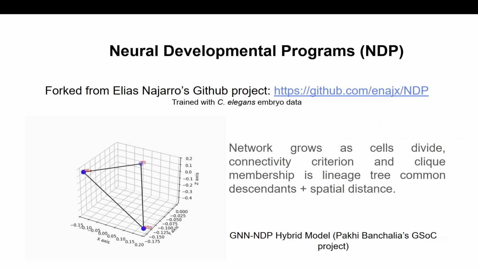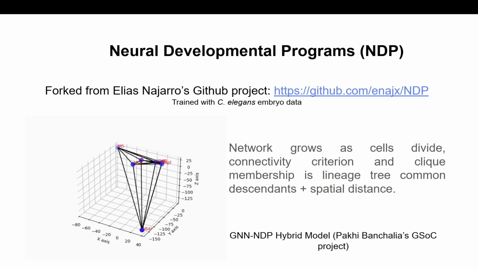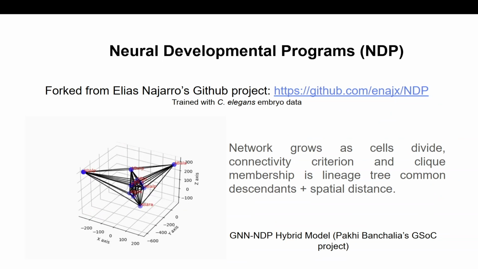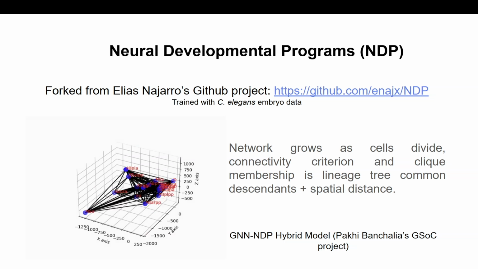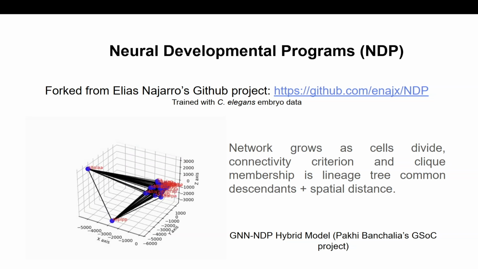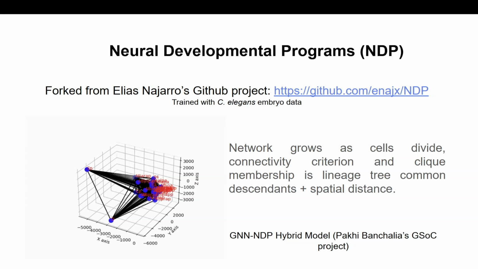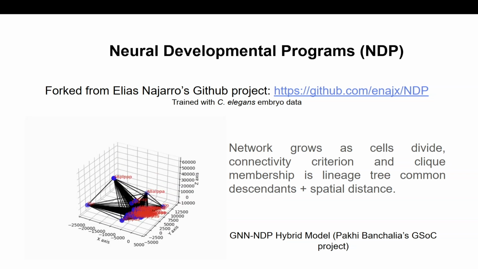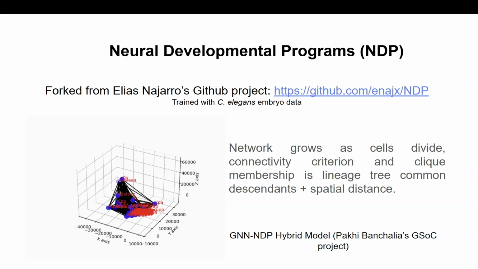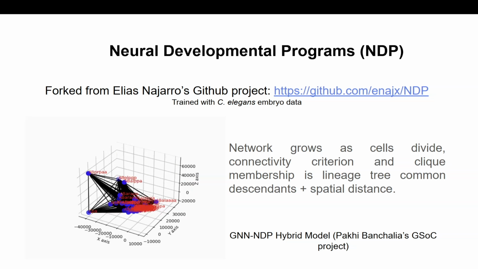The other thing that Paki did was neural developmental programs. So this was forked from Elias Najaro's GitHub project, which is this NDP project. And this wasn't made specifically for what we were trying to do, but we tried to work around it the best we could and modify the neural developmental programs.